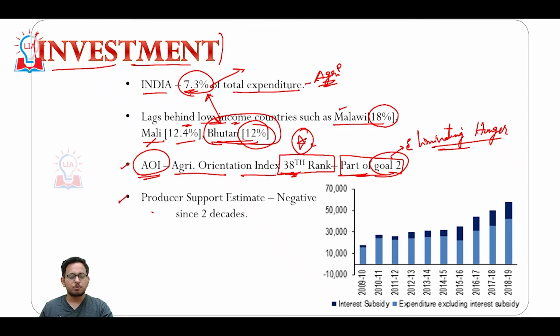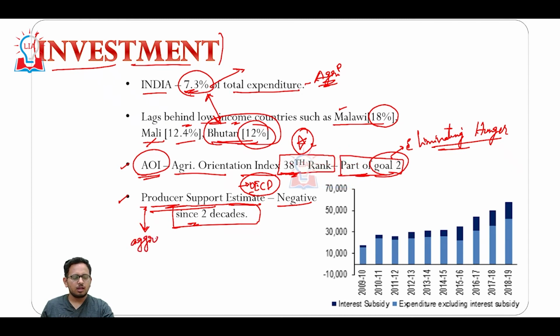And the next one is the producer support estimate that is released by OECD, Organization of Economic Cooperation and Development. OECD producer support estimate is said to be in negative from past 2 decades. What do you mean by producer support estimate? Producer support estimate is an index which tells you the aggregate transfers to farmers.